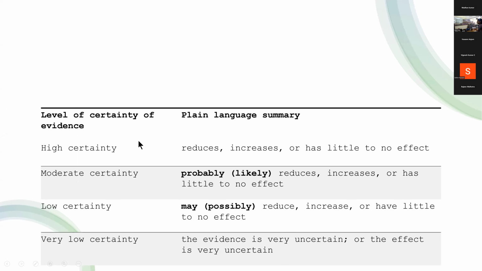We also saw how to actually put forth the wording for the certainty of evidence. For example, if my evidence is high certainty, I'll be very confident it either reduces, increases, or has no effect on a particular outcome. If my evidence is only moderate certainty, the terms I would like to use would be it probably or it likely reduces, increases, or has little to no effect. If the evidence is low certainty, the wording which we should use is may or possibly. And if it's very low certainty, we have to write that the evidence is very uncertain or the effect is very uncertain.